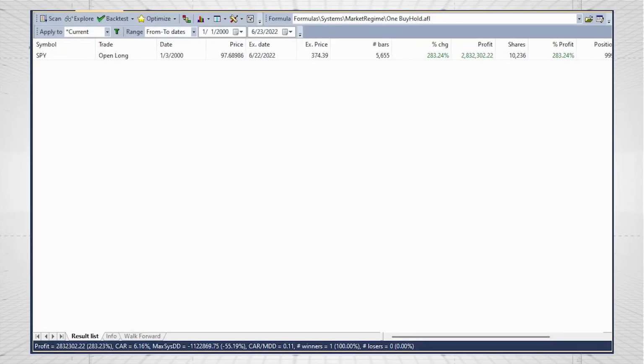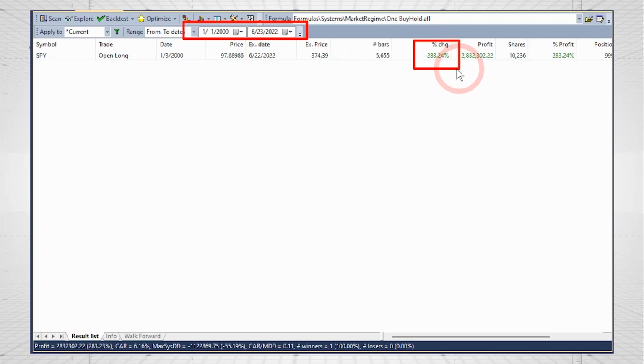So first, let's look at buy and hold for SPY. And I just included dividends in this back test because you're going back to 2000 here. Dividends do matter when you go back that far. So we're going to test from January 1st, 2000 to June 23rd, 2022, or yesterday's close. And this is just buy and hold.